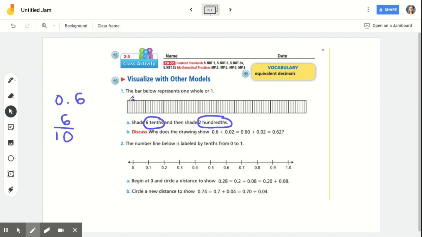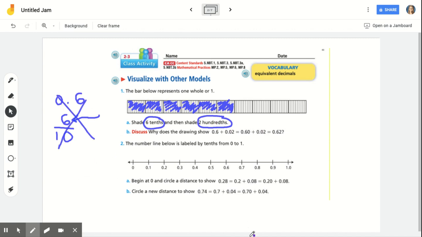So what we're going to do is we're going to start in the beginning, and I can just quickly shade in. It doesn't have to be perfect. There's 1/10 shaded in. There's 2/10 shaded in. How many are we shading in? 6. Keep going. 3, 4, 5, and 6/10 are now shaded in. 6/10 out of a total of 10/10. Great. So we got that done.